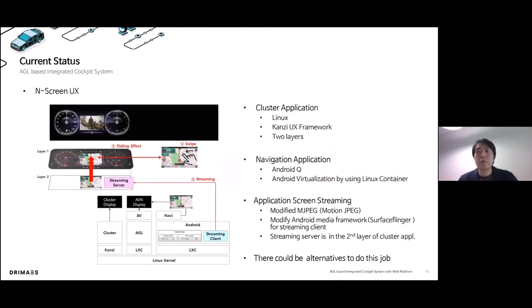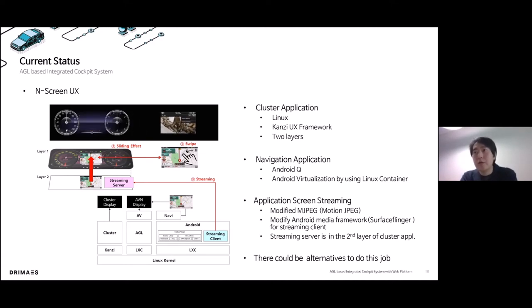As seen in the demo, the navigation screen of the AVN display can be played in the cluster display. We think this kind of multi-screen use case should be one of the main points of differentiation of the in-vehicle cockpit system. The cluster application consists of two layers. Layer one presents cluster functions and the streaming server is located in layer two.